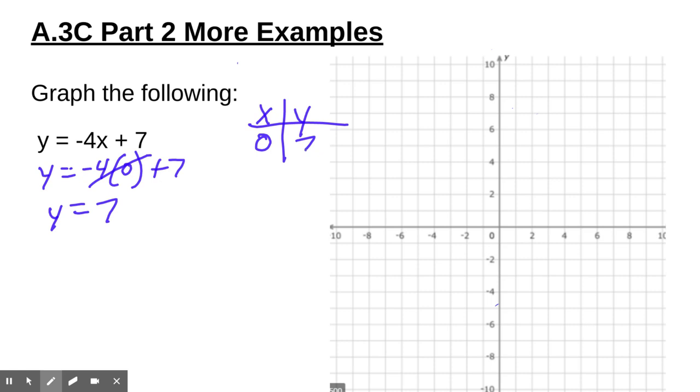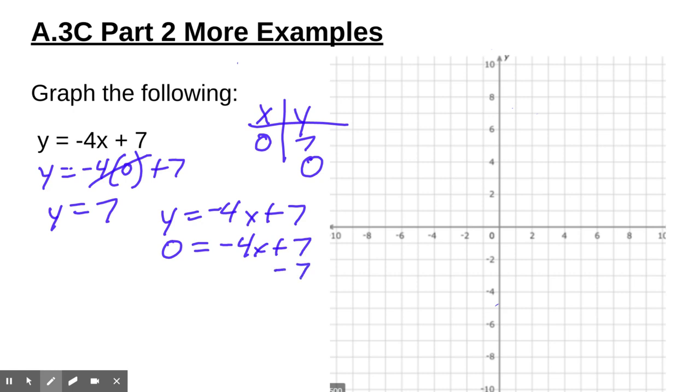Okay, the next one, we're going to have y equals negative 4x plus 7. We're going to set y to 0, and we're going to have 0 equals negative 4x plus 7. Okay, we need to move the 7 over, so let's move the negative 7 over, the opposite, negative 7, and that leaves us with negative 4x equals negative 7.